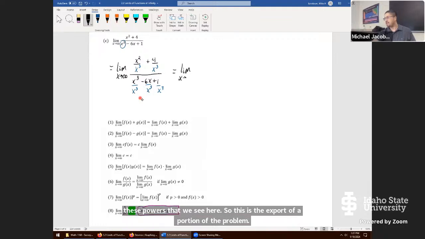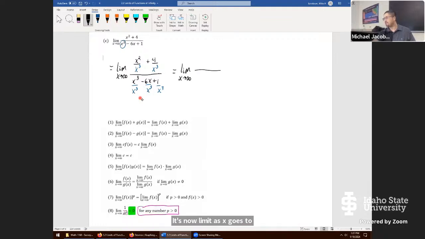It's now the limit as x goes to infinity. Over here, x squared over x cubed just turns into a 1 over x. This one doesn't simplify, so we'll leave it in as plus 4 over x cubed. And lots of simplifications down below. That denominator comes in as a 1. Here we get minus 6 over x squared. And then here, no simplification, plus 1 over x cubed.